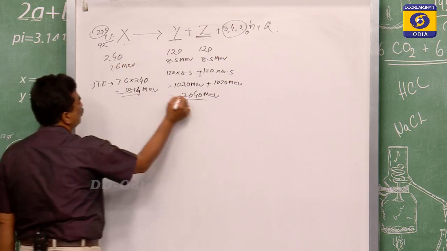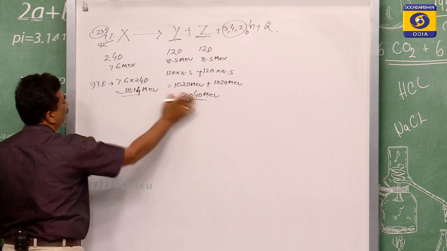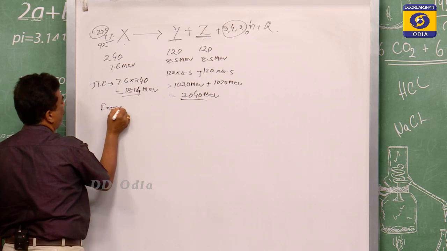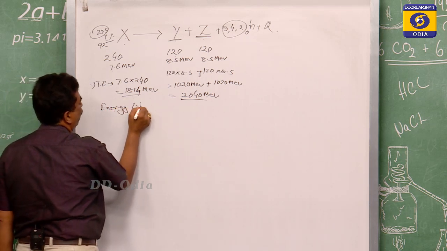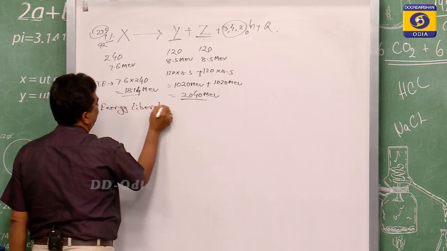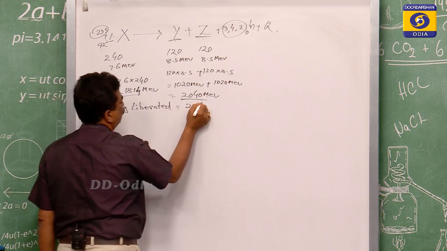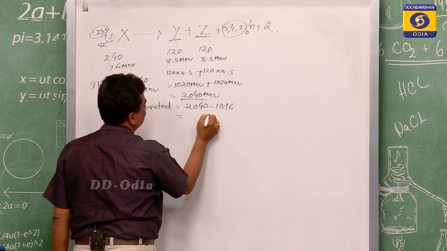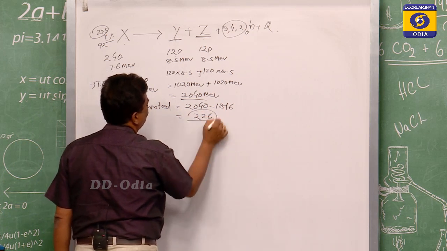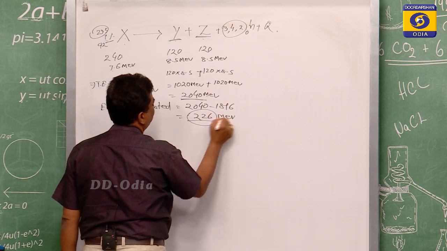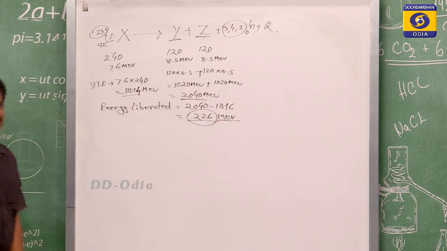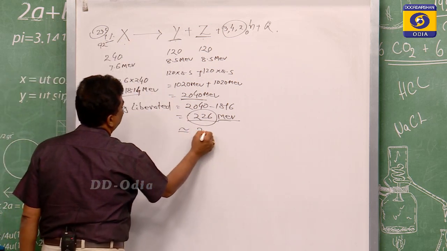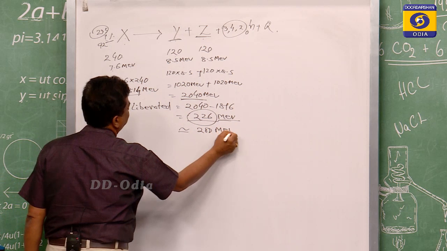And from these two, it is clear that there is a liberation of certain energy, and the energy liberated is equal to 2040 minus 1814, that is equal to 226 MeV, that is for its maximization. But if we take the accurate value, let us take it as an average of 200 MeV.